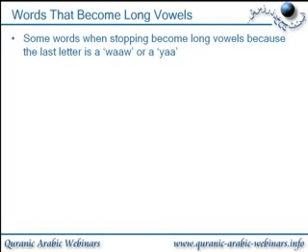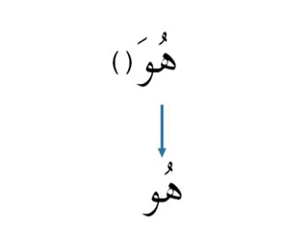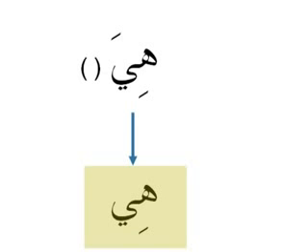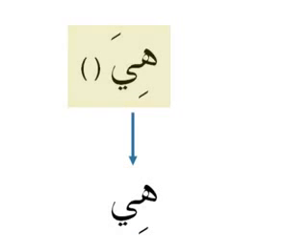Now the next rule, some words when stopping become long vowels because the last letter is a waw or a ya. For example, if you have the word huwa and you're stopping, the waw goes sakin and effectively this turns into the long vowel dhamma waw. So it would be read as hu, too long. And here we have hiya, which we're stopping on, so the ya goes sakin, so effectively it becomes the long vowel kasra ya, so this becomes he, too long.